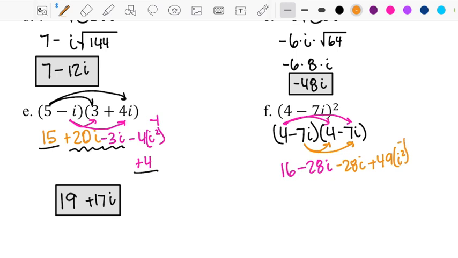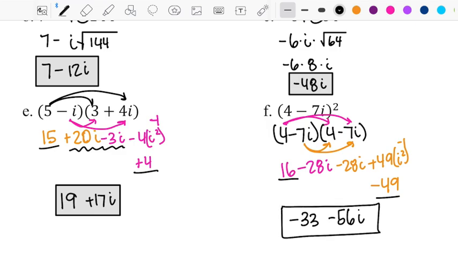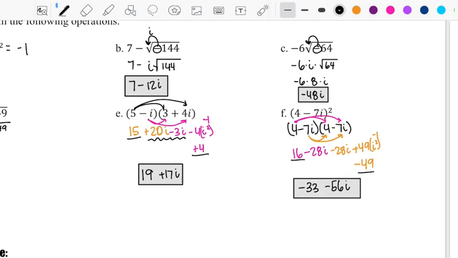Again, anytime you see that, you should think, oh, that's -1. So really, this is a -49. Then we can combine these like terms. So 16 minus 49 would give us a -33. And -28 minus 28 gives us -56i. So it's just a matter of combining those like terms.